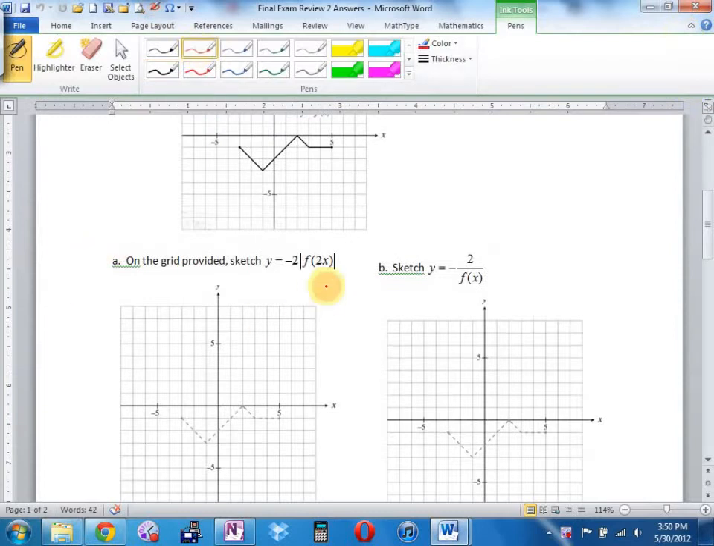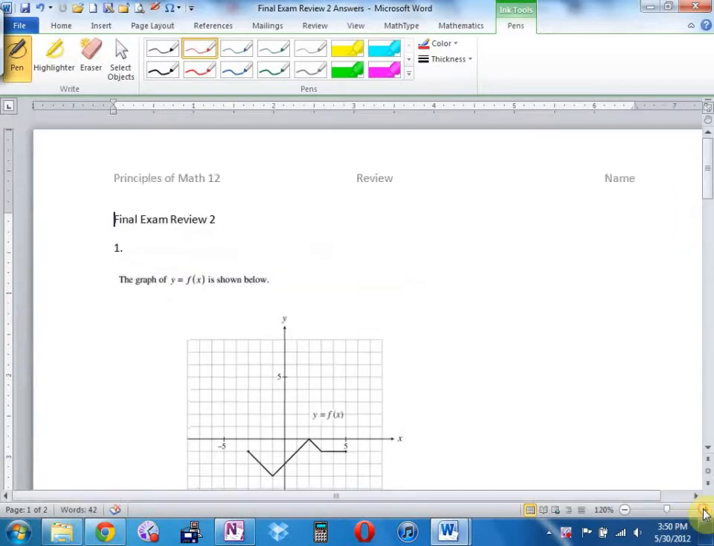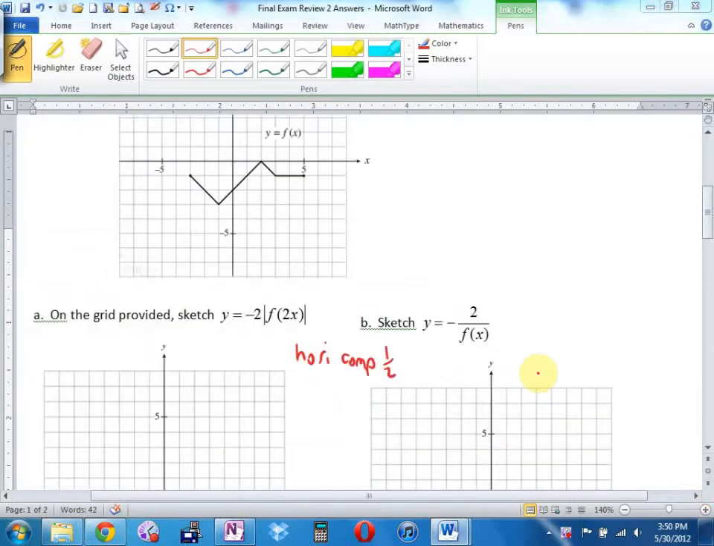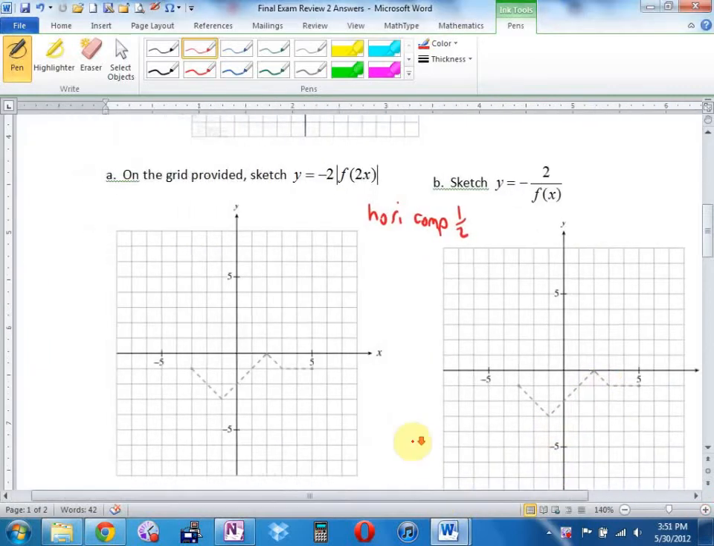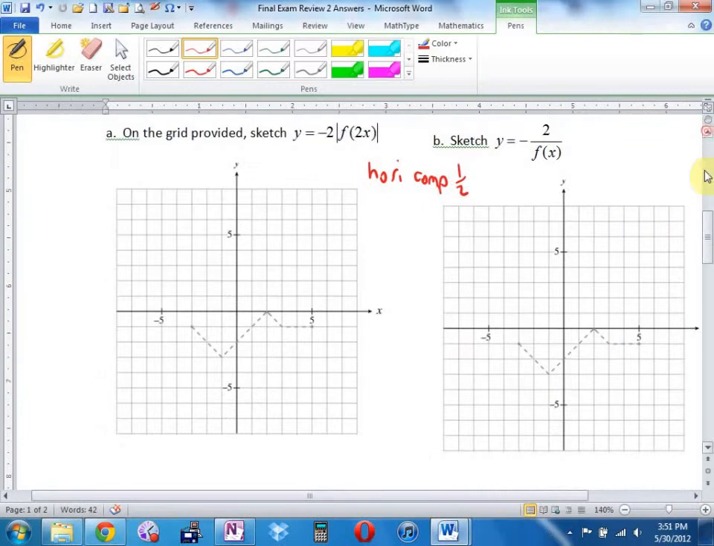There is a horizontal, it's next to the x, so everything's backwards, compression by a half. And you know what, why don't I zoom into this question a lot more since I can. That'll help you see things a bit better. Then I'm going to do the absolute value. Then there is a vertical expansion by 2. And then there is a vertical reflection.